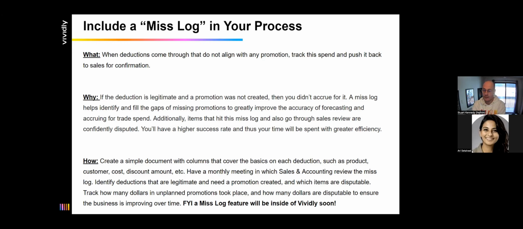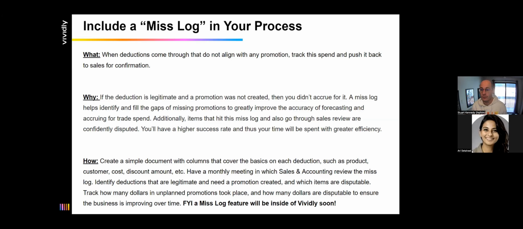But if it is not in the system, finance and accounting immediately have to ask themselves, is this deduction legitimate? Should I dispute this, or did sales forget to put a promotion in Vividly? So this is where the miss log comes into play. What we really recommend is the team having this log of these deductions and reviewing these with the sales team, hopefully on a monthly basis.